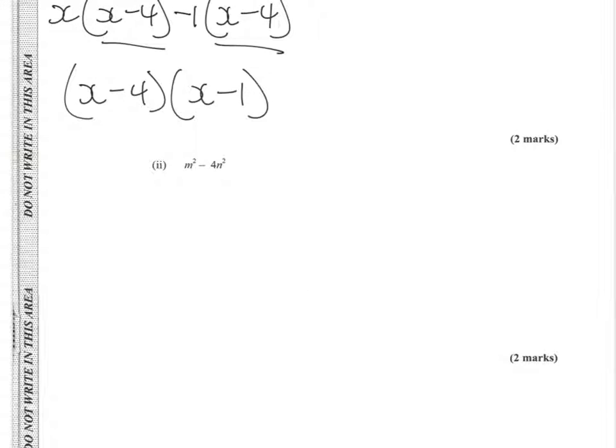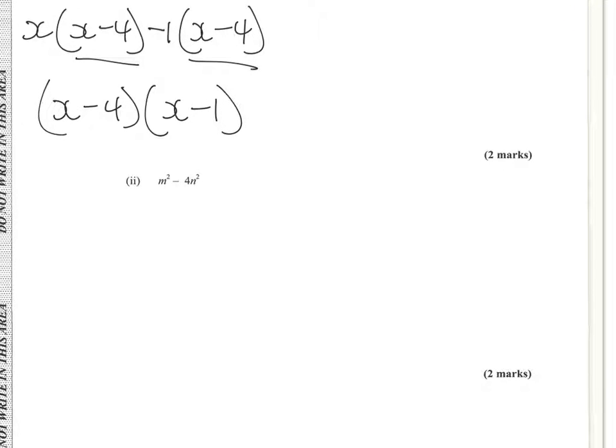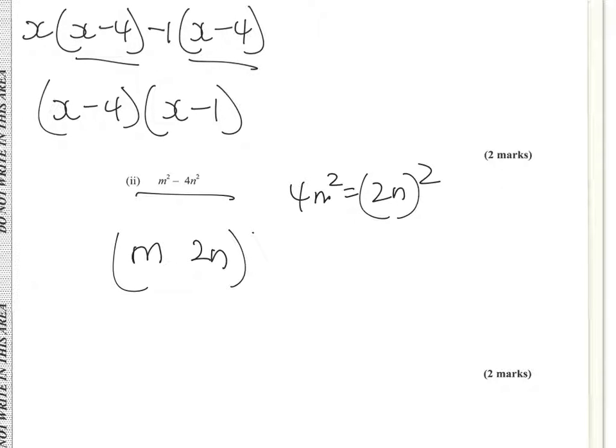Okay, so this piece here is a difference of squares. So we see we have m squared, and this 4n squared would be 2n all squared. So that would be 2n. So it's a difference of squares. So we'll put a plus in one of the brackets and a minus in the other.